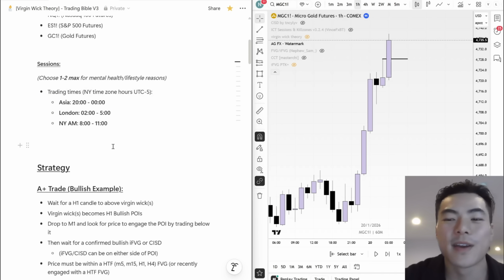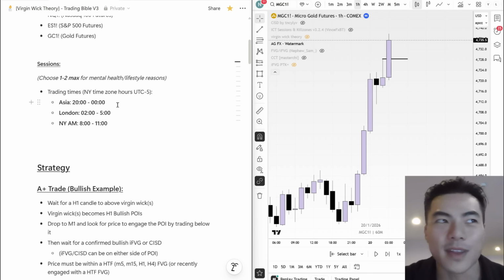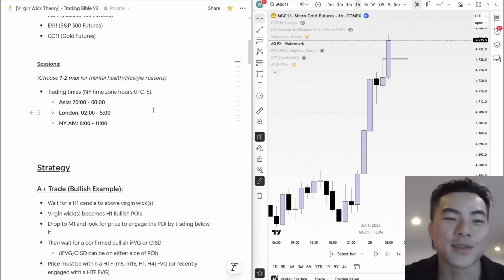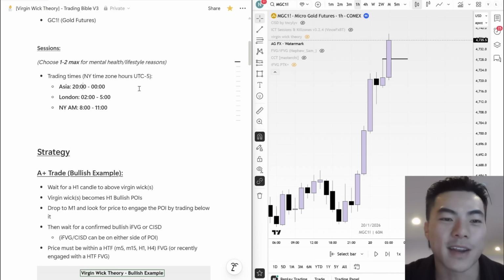because for a bit I was trying to trade all 3 sessions and it's just too much screen time. You don't want to be staring at the charts that much. It's just not good for you and you don't perform as well. So choose 1 to 2 to actually just lock in. And I think it'll be better that way.